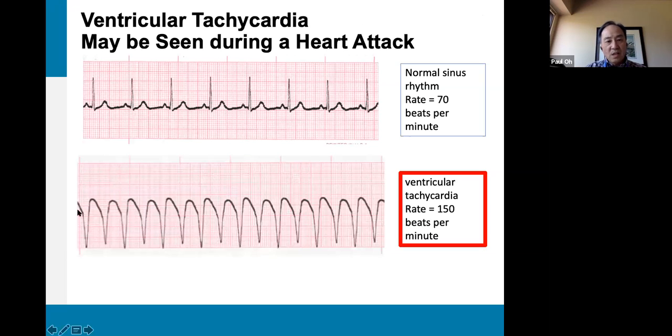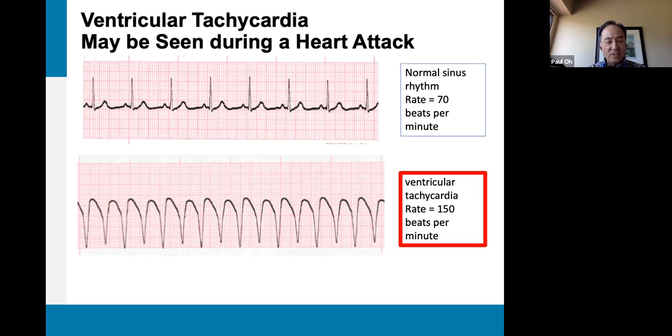irregular heartbeats. This is one that is even more scary that may be seen during a heart attack. You can appreciate that instead of this nice regular system that's seen up here with the P QRS T wave, P QRS T wave, that's normal, this is very wide, it's very fast, it's very bizarre looking. It almost looks like the teeth of a shark. This is called ventricular tachycardia. You can think of it as that dangerous.